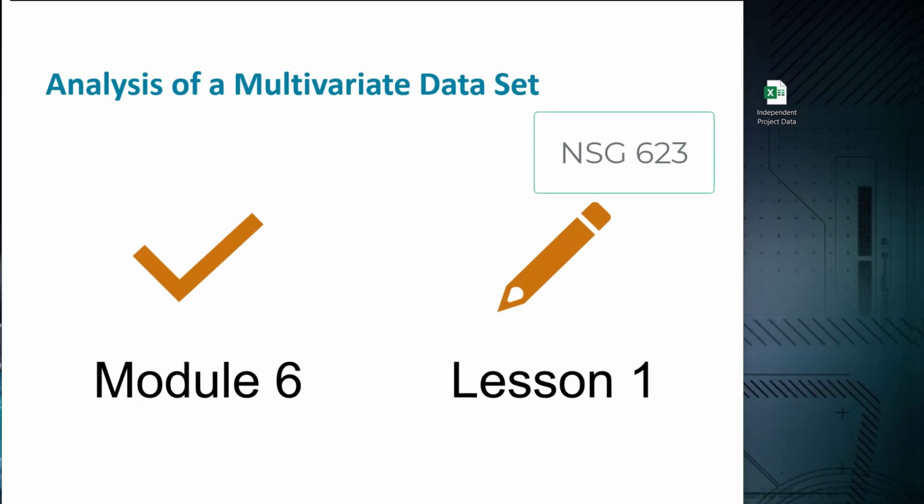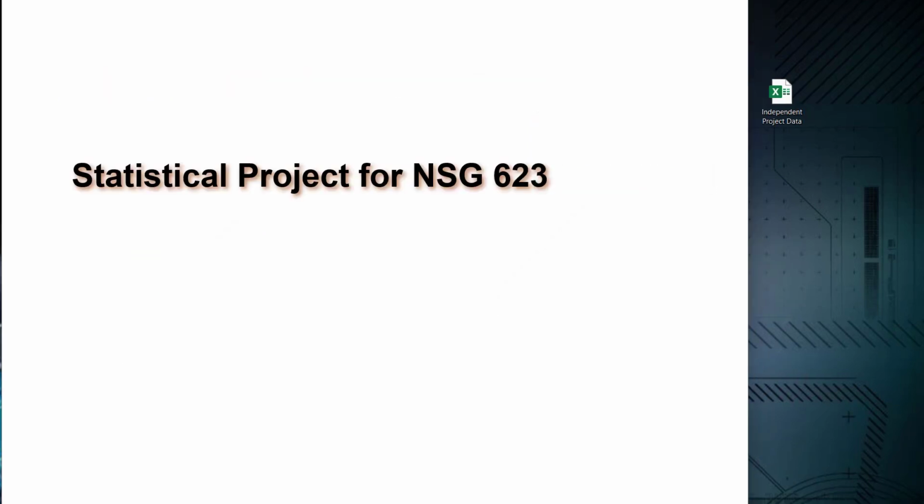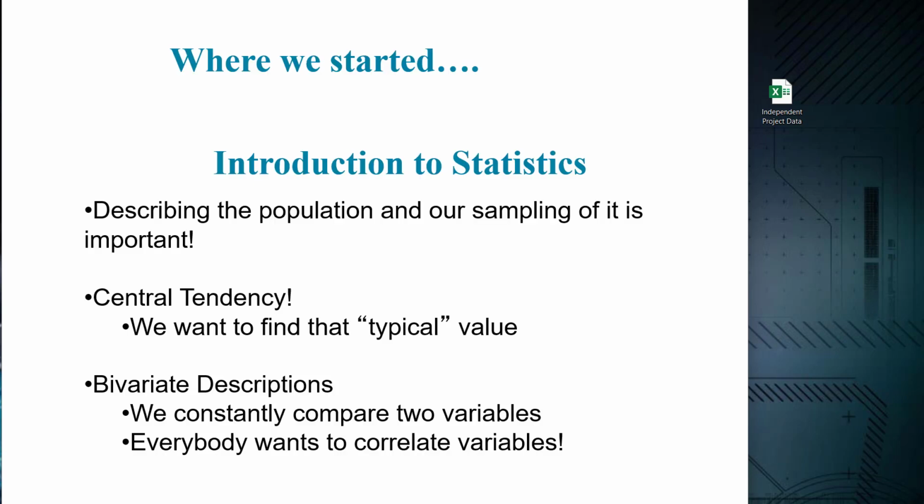In this lesson, we will discuss the assignment of this module, the independent project. In this course, we have focused on analyzing bivariate data. We have been pursuing the means to find that typical value and compare it to our patient data, including correlating data. To do this, we have learned to use statistics.